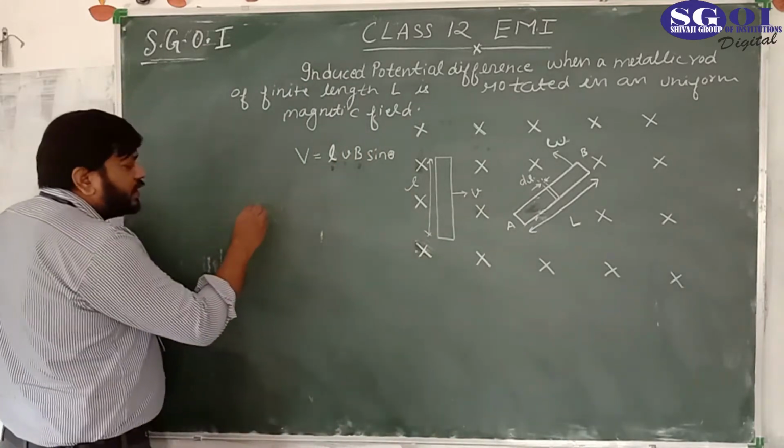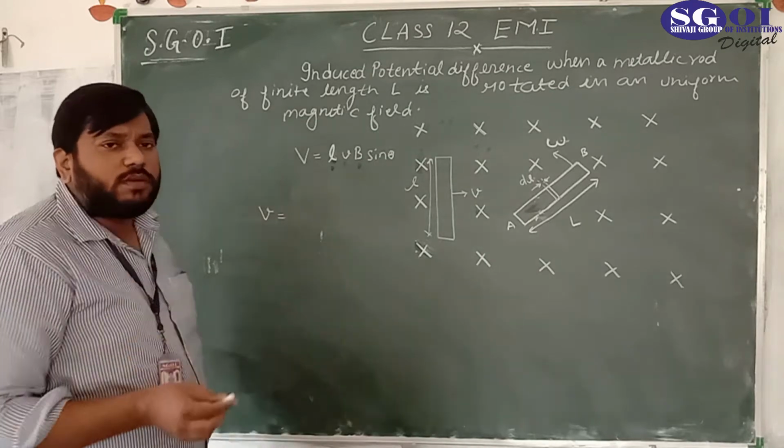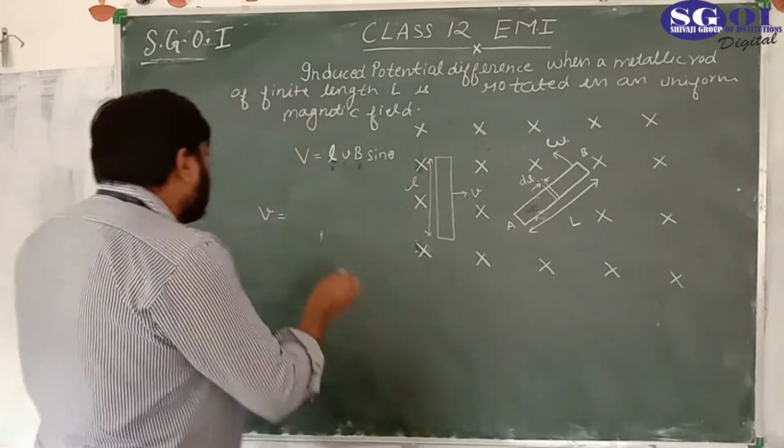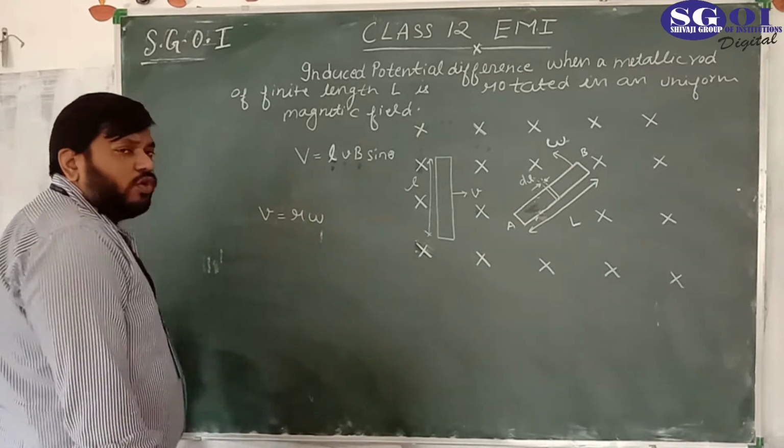So the linear velocity is small v, and we know that in circular motion v equals r omega. What is omega?